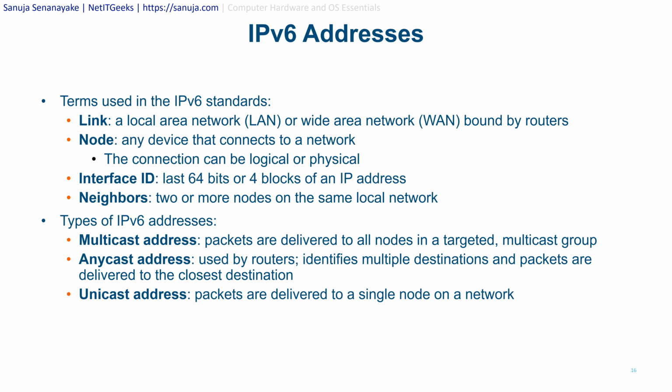Types of IPv6 addresses include the multicast address, anycast address, and unicast addresses. The only thing you need to learn is that multicast address packets are delivered to all nodes in a targeted multicast group, while anycast addresses are used by routers to identify multiple destinations and packets are delivered to the closest destination, while unicast address packets are delivered to a single node on a network. That's all you need to understand for your A+ certification exams for now.